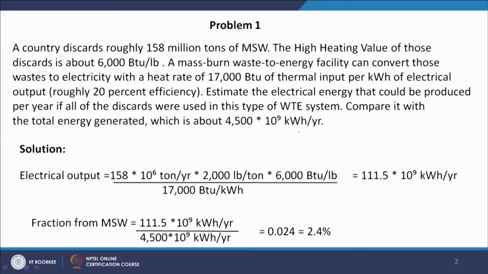So, what we will do? We will see what is the electrical output we can get from this waste, and then the total electricity production which is provided here. So, we will take the ratio of that. So, electrical output equals how much? We are using 158 million tons of MSW. So, this is 158 into 10 to the power 6 ton per year.